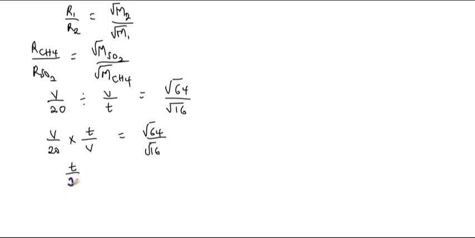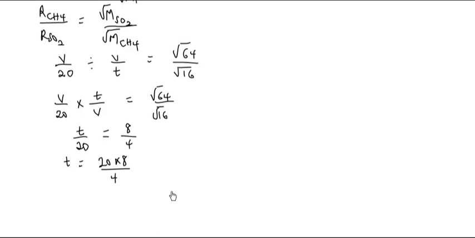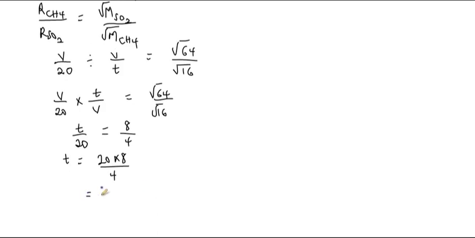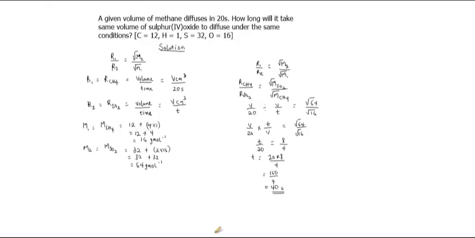We are left with T divided by 20 equal to the square root of 64, which is 8, over the square root of 16, which is 4. So T equals 20 times 8 divided by 4, which is 160 over 4, and that's equal to 40. Since we are dealing with time, the unit is seconds, and this serves as the final answer. With the calculation we just did, we can conclude that it will take sulphur oxide 40 seconds to diffuse under the same conditions as methane gas.